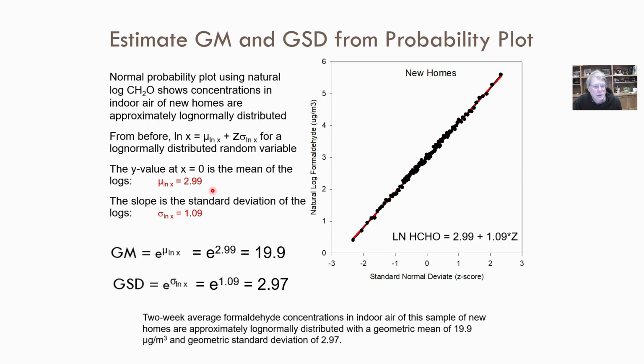So here, the mean of the natural log of x is about 3. The standard deviation of the natural log of x is a little bit more than 1. We exponentiate the mean, and we get a geometric mean of approximately 20 microgram per cubic meter and a GSD of about 3. So 2-week average formaldehyde concentrations in indoor air of this sample of new homes are approximately log-normally distributed with a geometric mean of 20 and a geometric standard deviation of about 3.